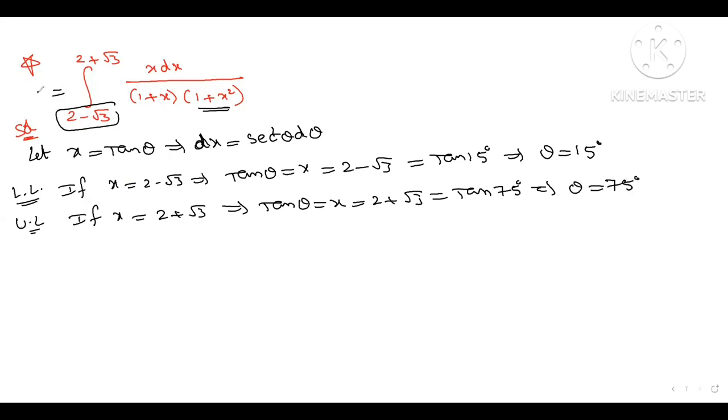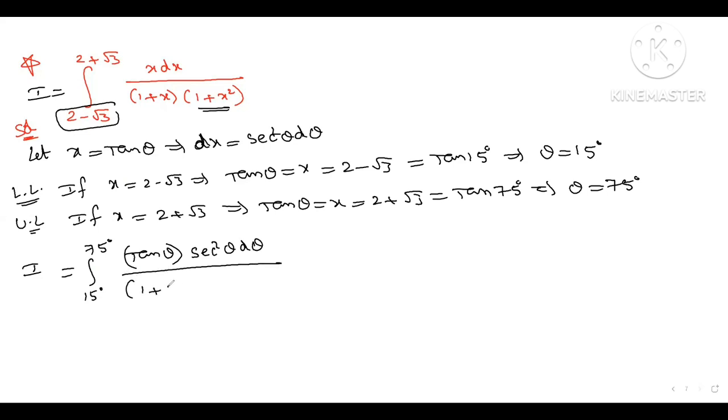Now substitute here. So therefore I is equal to integral 15 degrees to 75 degrees, x dx. X value, how much? Tan theta, we have already assumed. Dx value we have got, secant square theta d theta, upon 1 plus x, 1 plus x will be 1 plus tan theta. Here 1 plus x square is nothing but 1 plus tan square theta, which is nothing but secant square theta. Secant square theta gets cancelled.